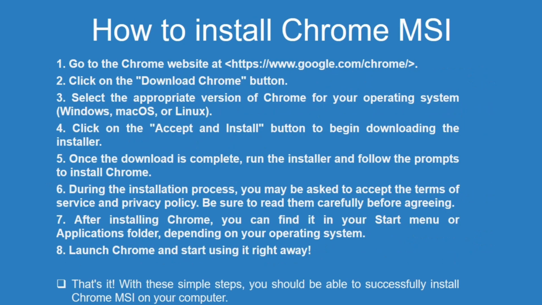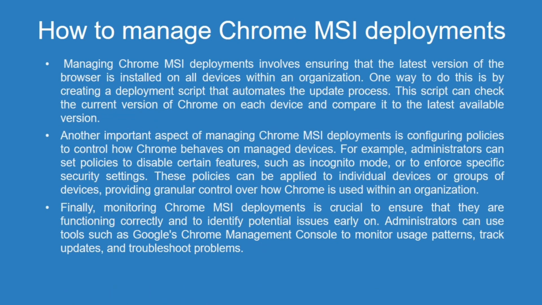During the installation process, you may be asked to accept the terms of service and privacy policy. Be sure to read them carefully before agreeing. After installation, you can find Chrome on your system menu or application folder, depending on your specific system. Launch Chrome and start using it. That's it. With these simple steps, you should be able to successfully install Google Chrome MSI on your computer.